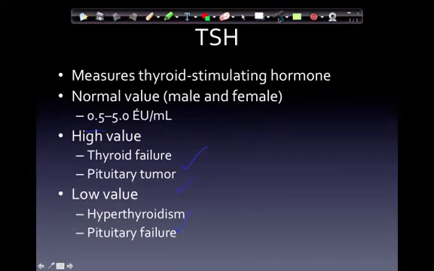TSH, thyroid stimulating hormone, and that's what this test does, it measures the amount of thyroid stimulating hormone that we have available in the body. Normal values for both male and female should be 0.5 to 5 ELISA units per milliliter. A high value would say that they were in thyroid failure because the TSH didn't get used up and the thyroid didn't respond to it. Or you could have a pituitary tumor that just kept secreting TSH again and again. Low value, hyperthyroidism, or pituitary failure.